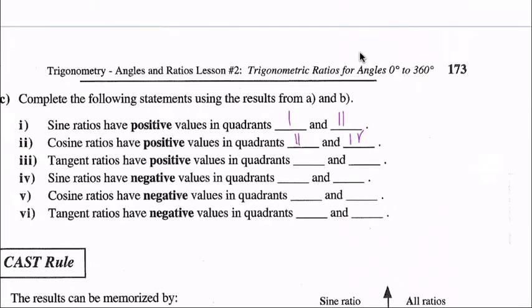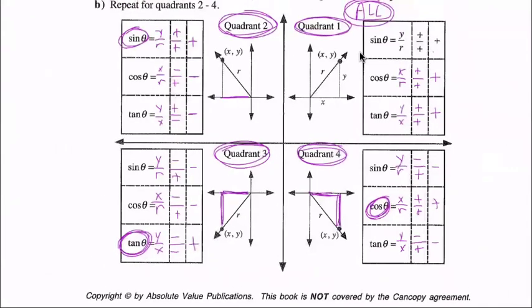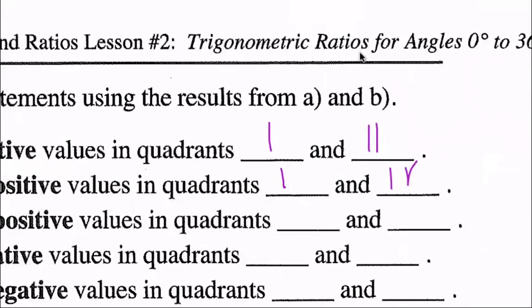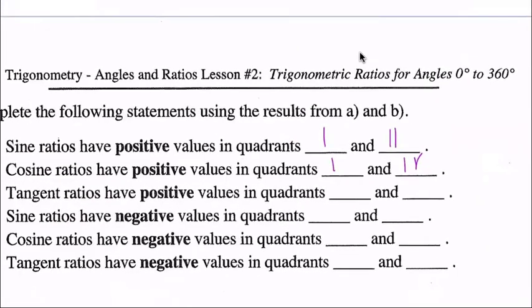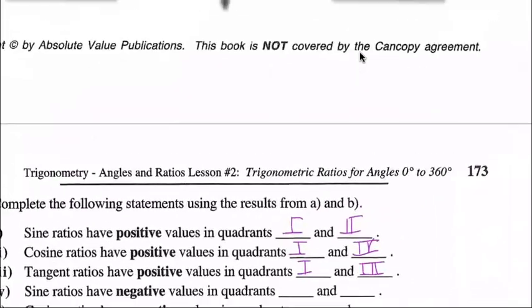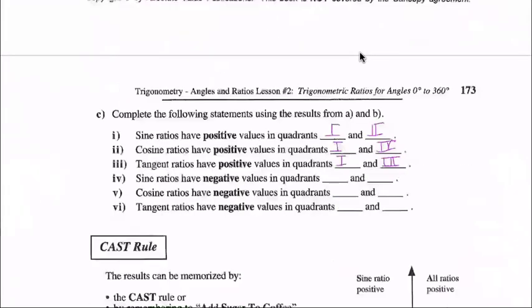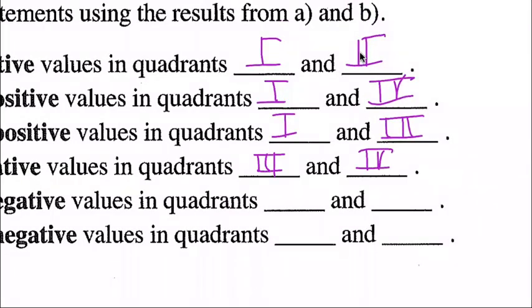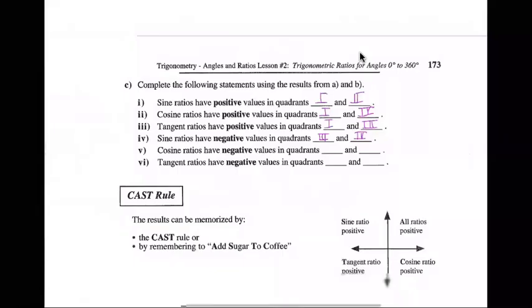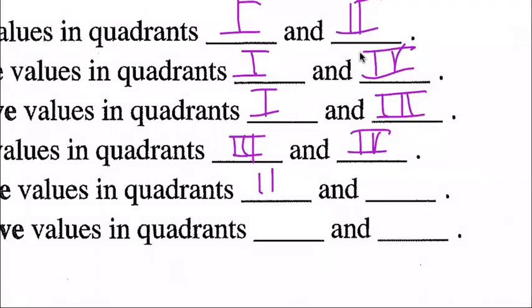No. Cosine ratios have positive values in 1 and 4. Tangent ratios have positive values in 1 and 3. Sine ratios have negative values. See, this one I have troubles with. Sine ratios have negative values in 3 and 4. 1, 2, 3, 4. Well, the others, right? If it's 1 and 2 positive, then 3 and 4 is negative. Cosine values have negative values in quadrants... it can't be 1 or 4, so it's got to be 2 and 3. And tangent would be 2 and 4.